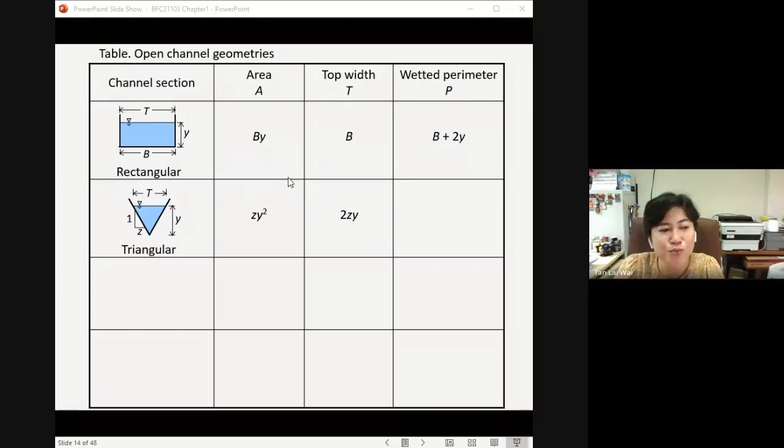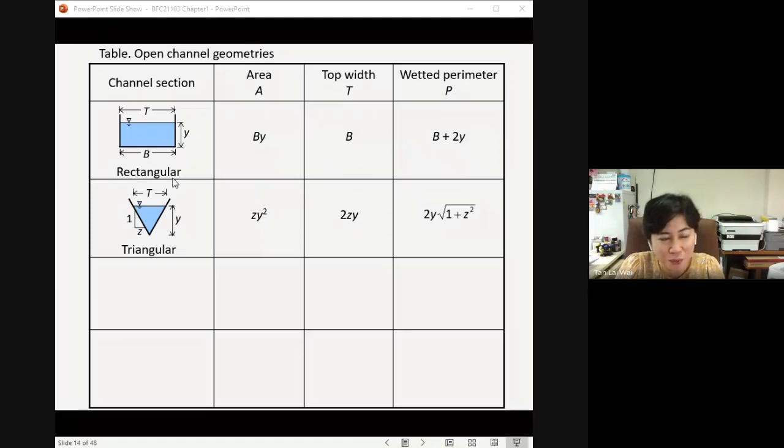Wetted perimeter, here's the thing. Wetted perimeter would be this length plus this length. So what would be this length here? It's actually the square root of Z squared Y squared plus Y squared. You have the Y squared, right? You can factorize the Y squared, therefore your Y comes out from the square root. And you have two parts, that's why you times two. So therefore you get this formula. This formula utilizes Z and Y only, alright?